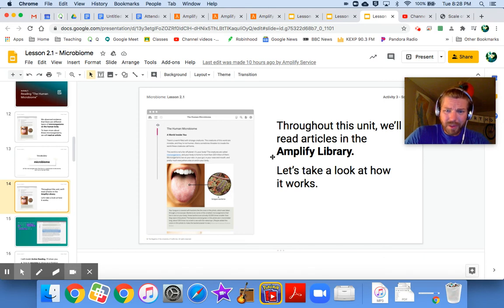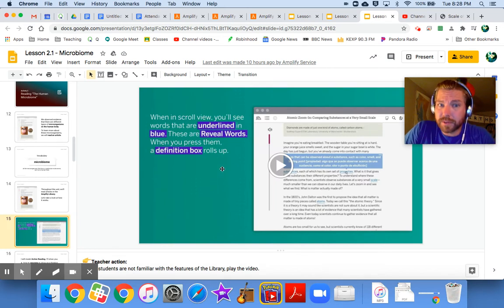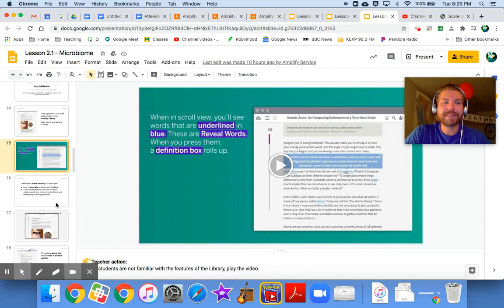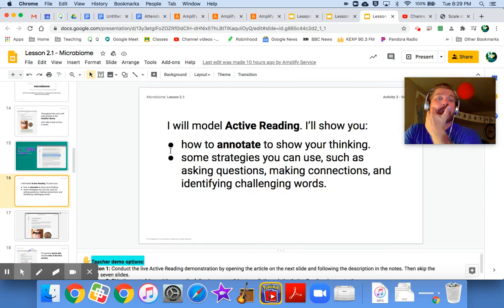So throughout this unit, we're going to be reading a lot of articles that are going to give us a lot of information about the topics that we're studying. So let's take a look at how it works. First of all, anything that is underlined in blue, that's basically like a vocabulary word, something that you can hover over, click on, and you will get a definition for that word. So a lot of times you might read it and say, what the heck is that? Oh, guess what? It's underlined, it's blue. I'm going to click on it so I can read the definition. Well, isn't that handy?